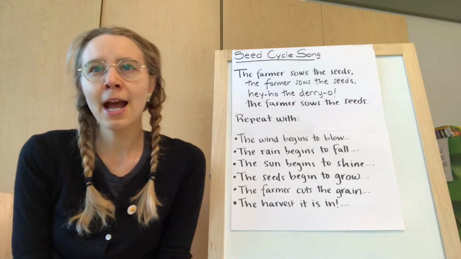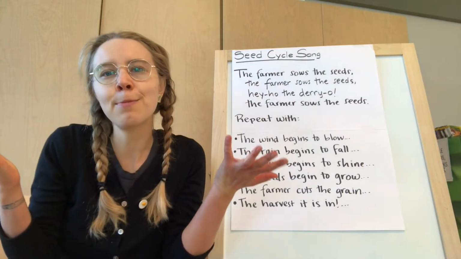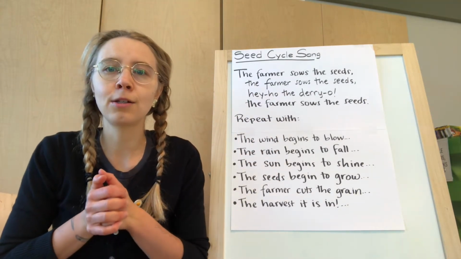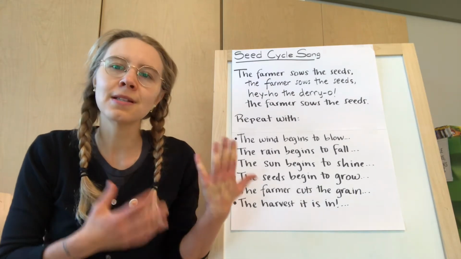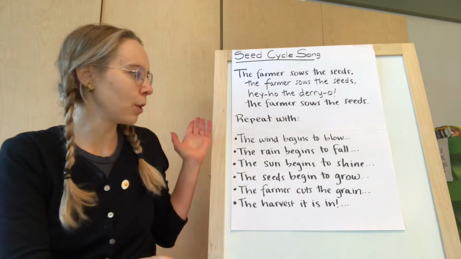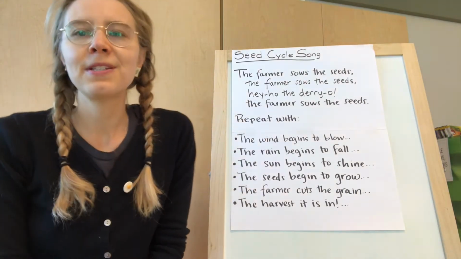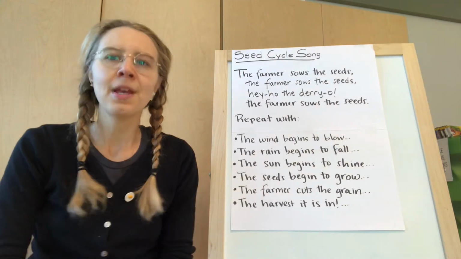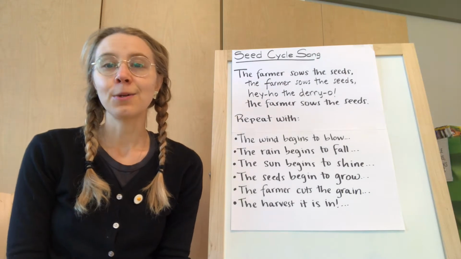Let's sing another song now about how seeds grow. Fall is the time when we harvest all of the fruits and vegetables that grew from the seeds that we planted in the spring. So this is a song about that entire process. And it's kind of long, but all the words are right here with each of these being a new verse. So this is another song that goes to a familiar tune, The Farmer in the Dell, and it also has some motions that go along with it. So here's how it goes.